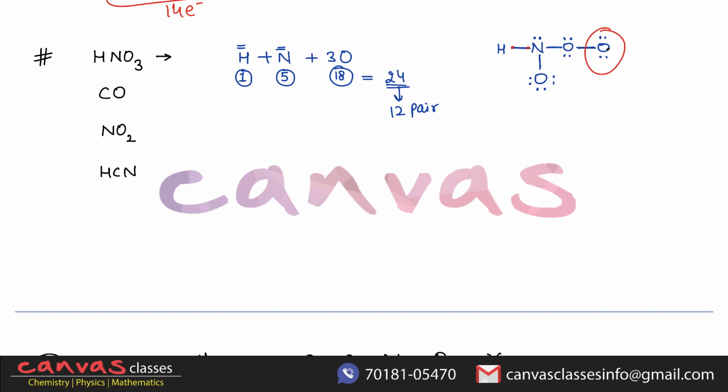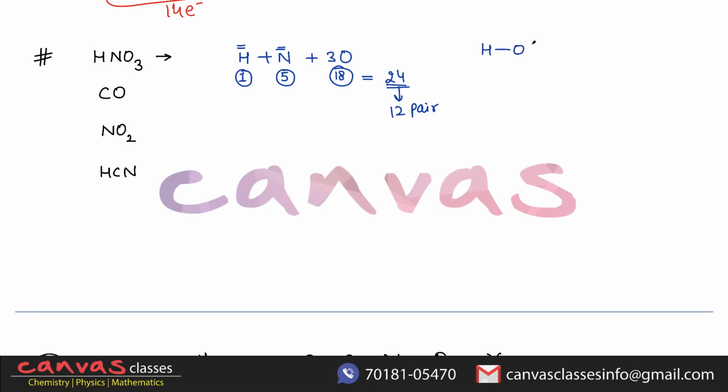Secondly, a single bond between oxygen and oxygen in this way, first of all, doesn't complete the octet of this oxygen. Secondly, it's not a very strong bond. So we have to avoid making such connections where the octet is not complete. So second, we can try one more structure.